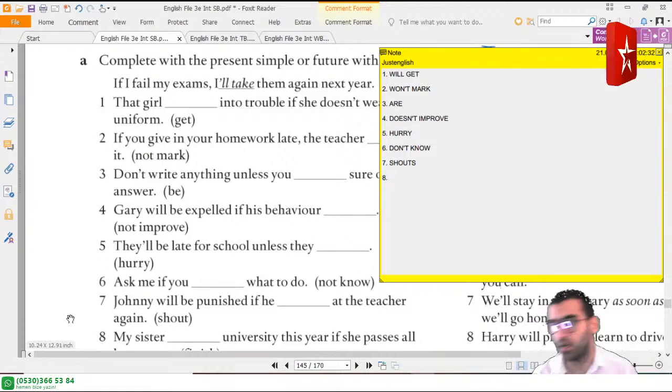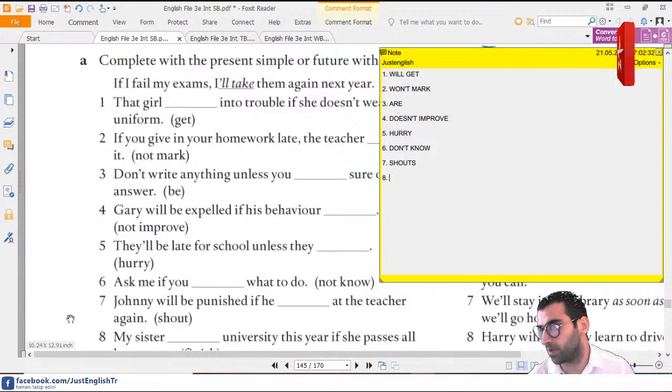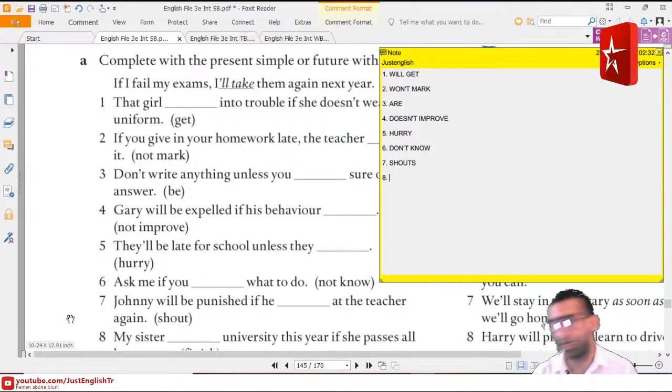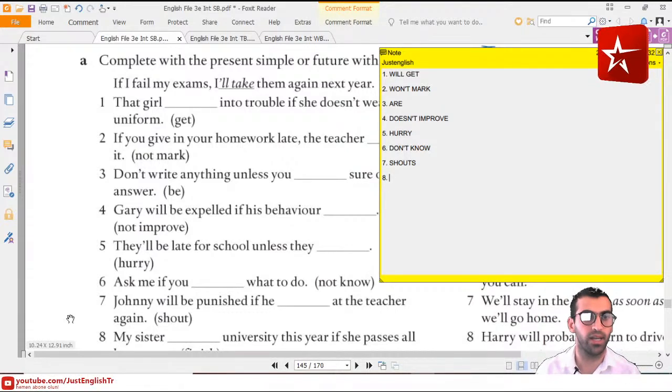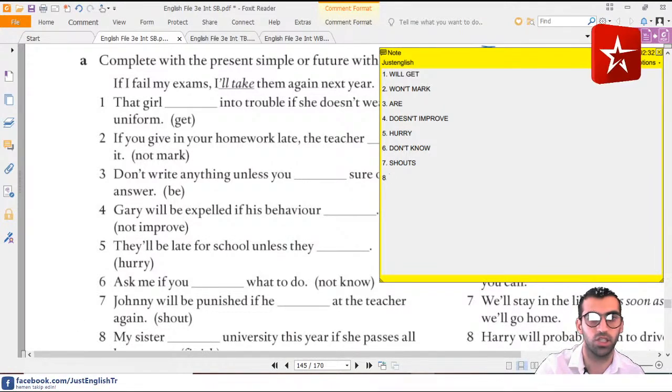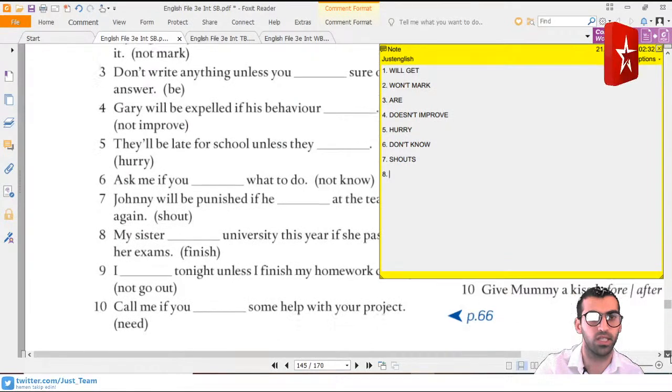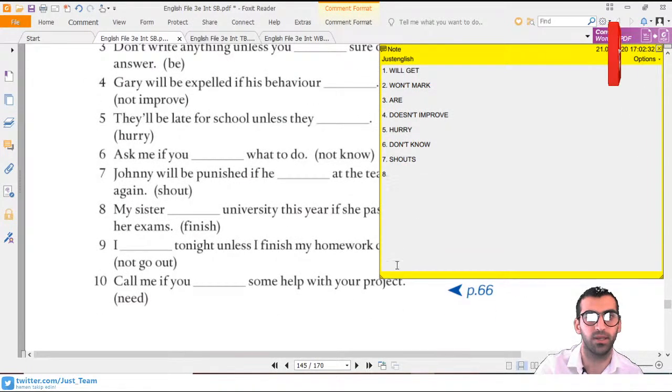Yes, we use s for the third person, for he, she, and it. Like Johnny will be punished if he shouts at the teacher again. Let's continue with number 8.